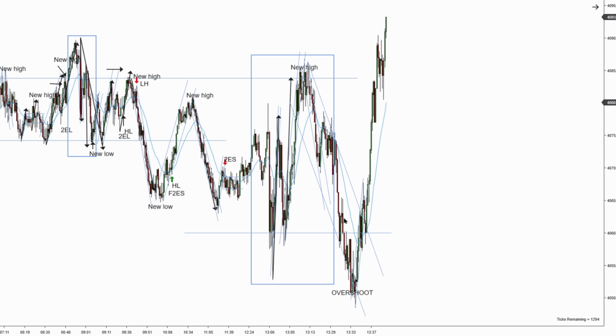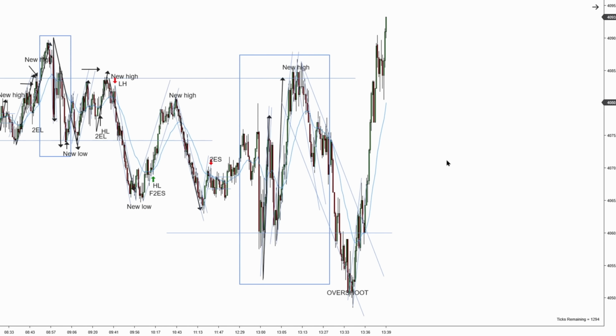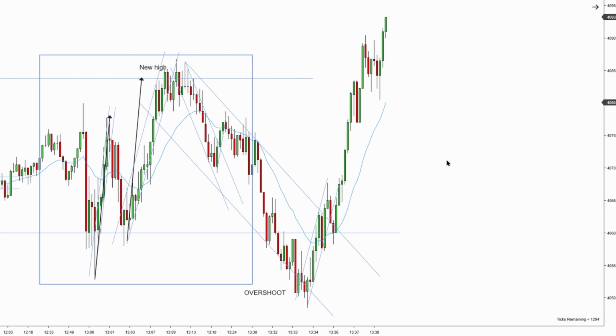You can see completely different structure prior to what we saw here. EMA pointing up, minimal pullbacks. This is a brand new bullish trend. So what I have to do is I have to identify a brand new pattern.